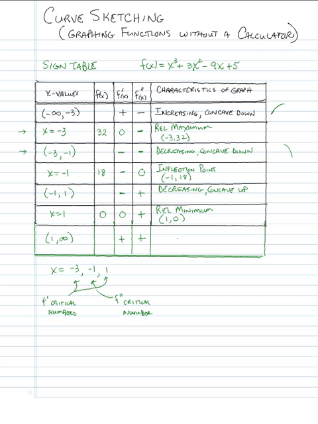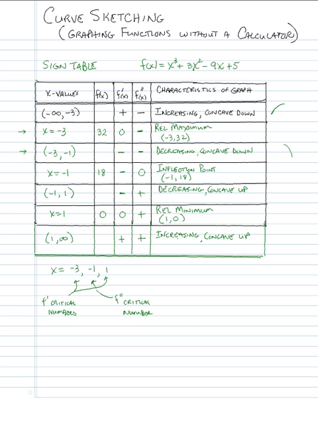That 0 is from the f of x column. And then we look at the very last row, and we see plus for first derivative, plus for second derivative, so that means we're increasing. The graph is increasing, and it's also concave up.